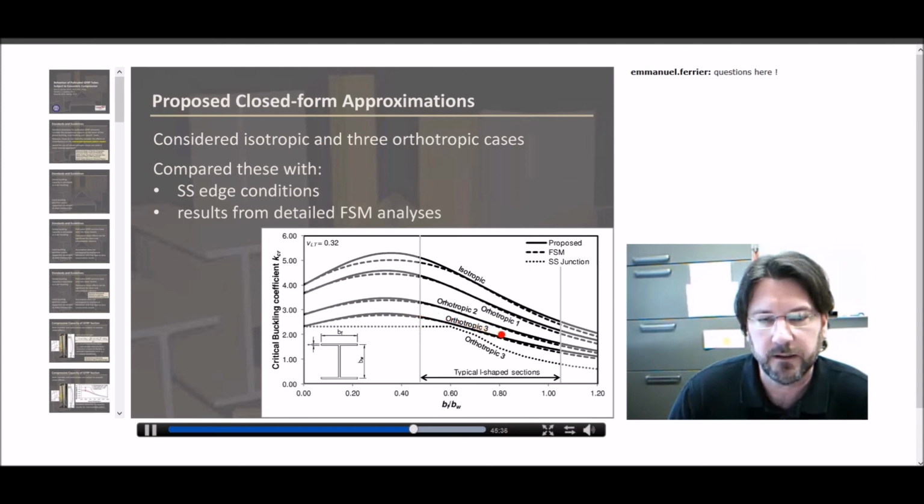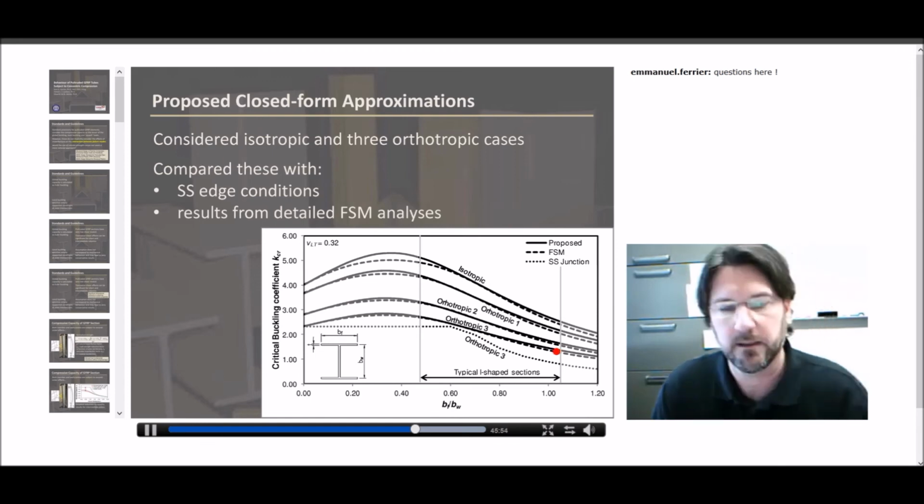If we come down, we've only plotted the one value, but if we come down to the material that we called orthotropic 3, our predictions versus the simply supported solution predictions are significantly different and vary by a factor of about 2, up here where BF over BW is 1, which is how these sections are normally delivered to us.